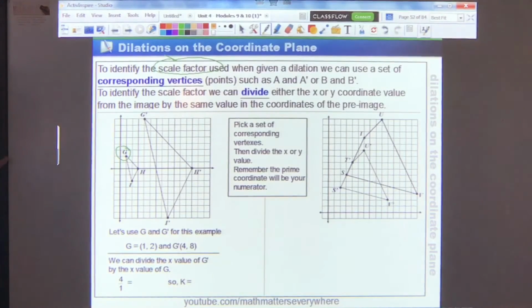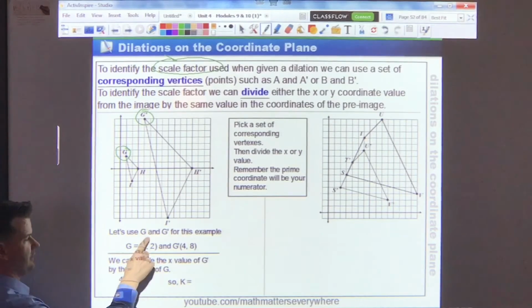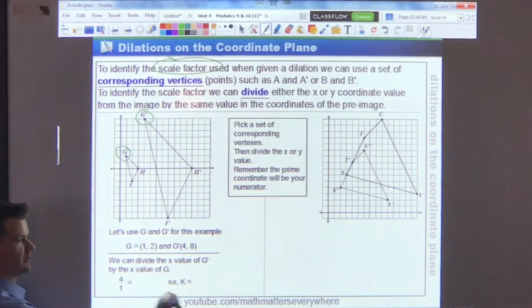I'm going to circle G. What is the only point here that corresponds to G? Guys, which one? G prime. So we're going to work with G and G prime. Once you identify your corresponding points, you identify their coordinate pairs. G is 1, 2. G prime is 4, 8.